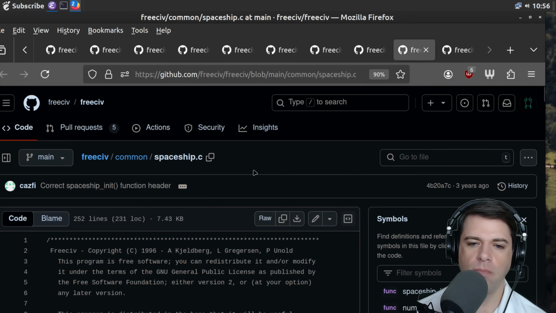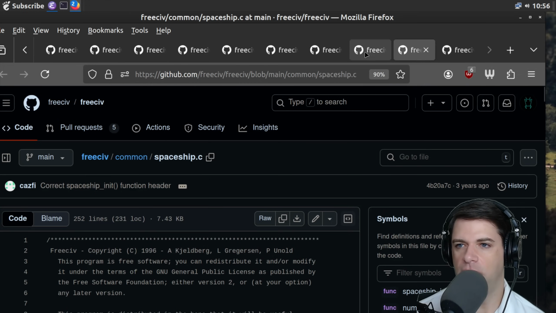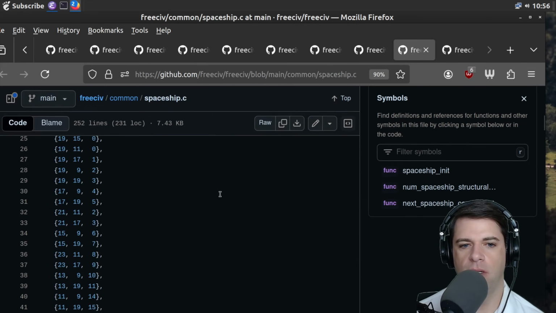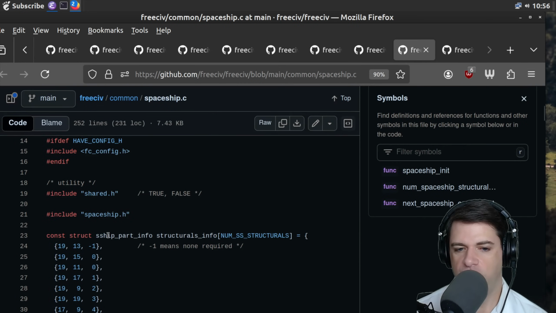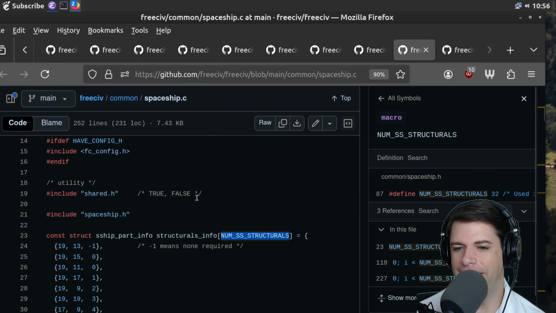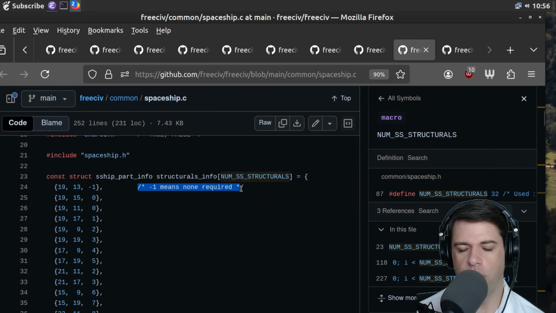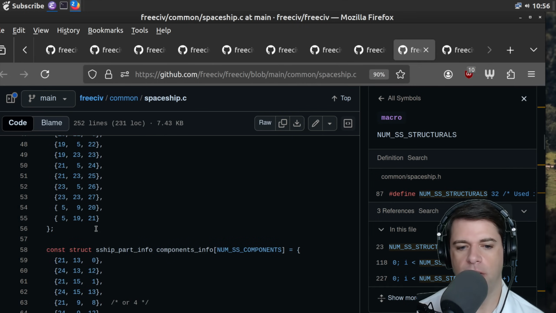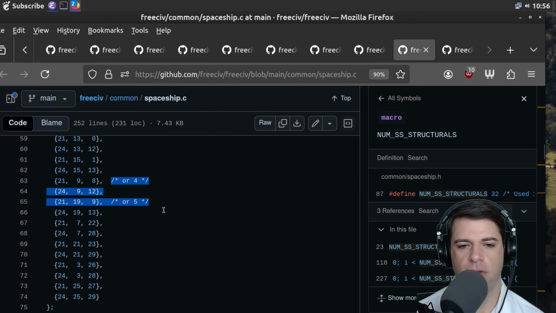Okay. Spaceship. We have spaceship.c. I don't know if I opened up the spaceship header, but we'll look at spaceship.c. We have some structural info, spaceship part info, indexed by the number of spaceship structurals. -1 means not required. I don't know what that means. 1913, 1915, 719. I don't know what these are about. Or 4, or 5.